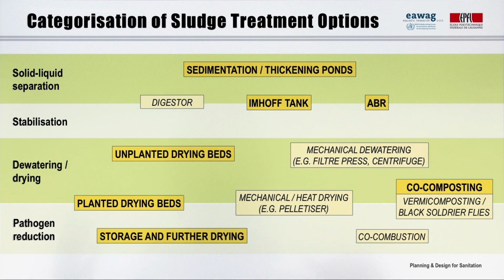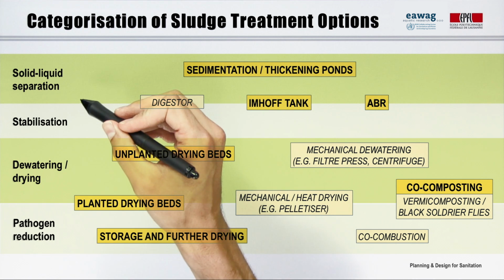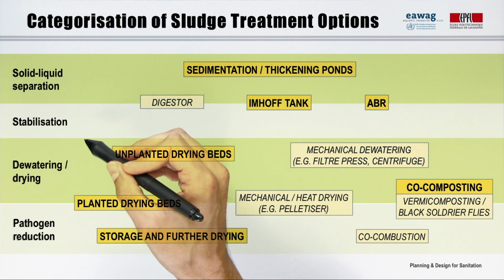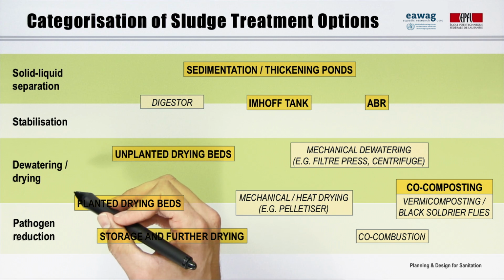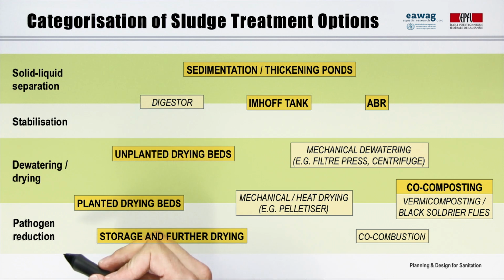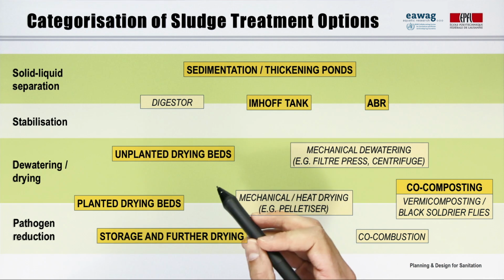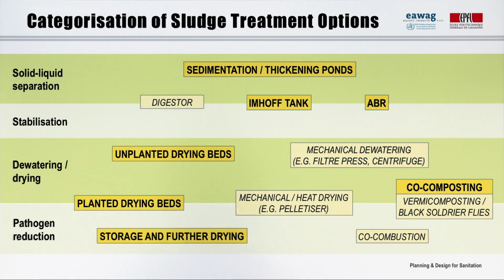The different treatment technologies can be categorized according to the four functions which I just mentioned: solid-liquid separation, stabilization, dewatering or drying, and pathogen reduction. The technologies in dark yellow are those which are commonly applied for fecal sludge treatment in low and middle-income countries and which are presented throughout this course, some of which already in Module 3.2.